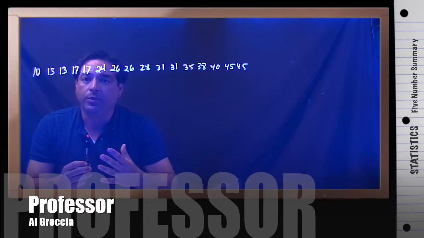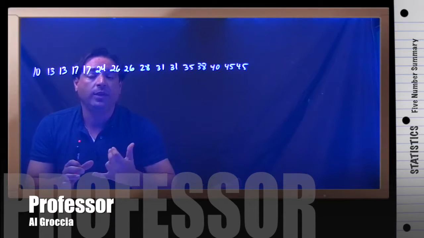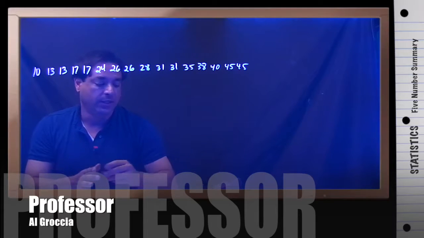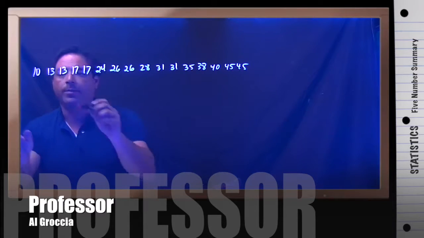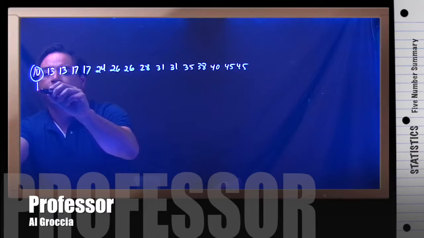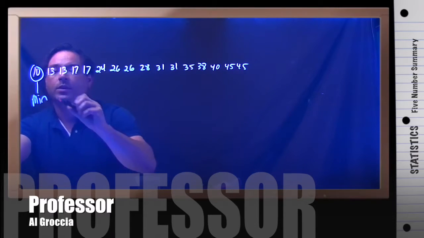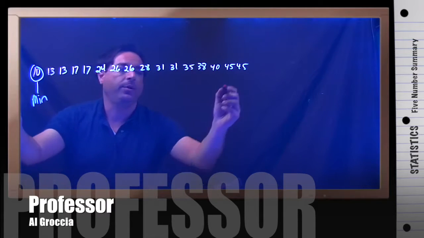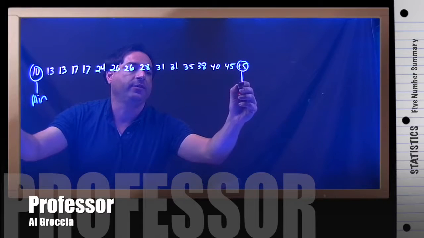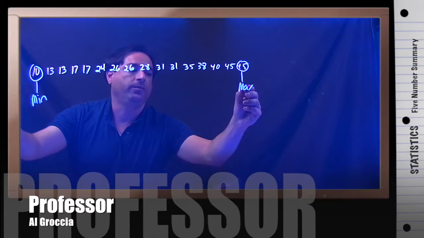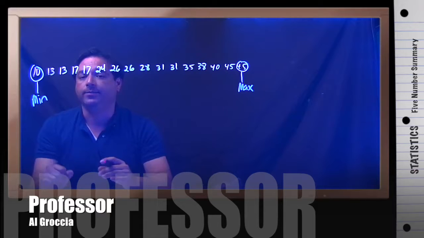Now, the 5-number summary starts with a minimum and ends with a maximum. So our lowest number, our minimum, would be 10. Our maximum, our highest number, would be 45. So, 2 out of the 5, done.